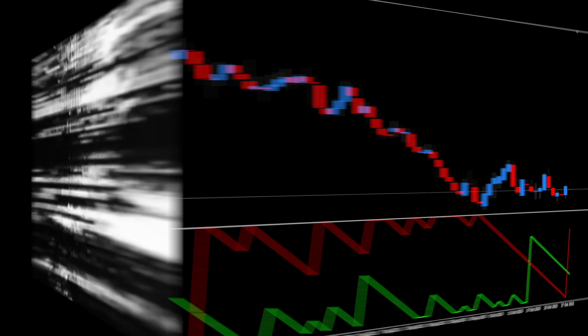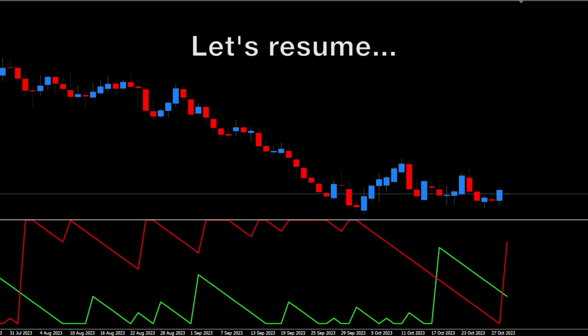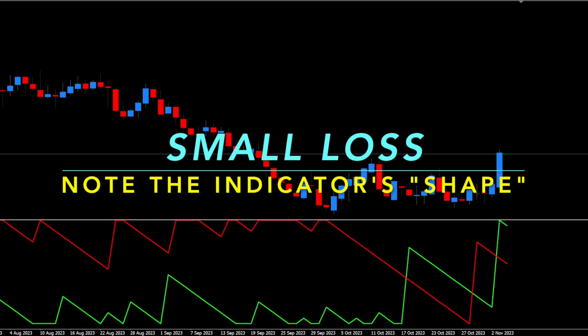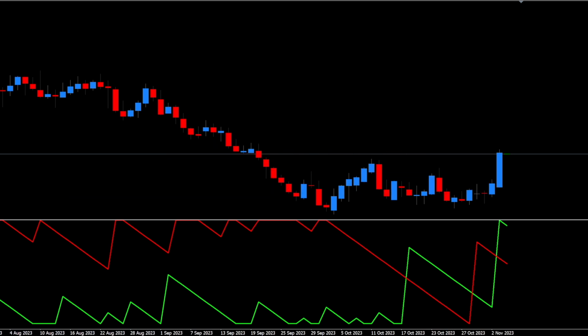Does this mean it's time to exit? Not necessarily. Remember, you're either using an indicator or your stop loss to close your trade. Okay, so pocket that pro tip and let's keep going. Another small loss, but notice that price is still going sideways. The indicator is doing what it's supposed to. Also notice the formation of the two signal lines.